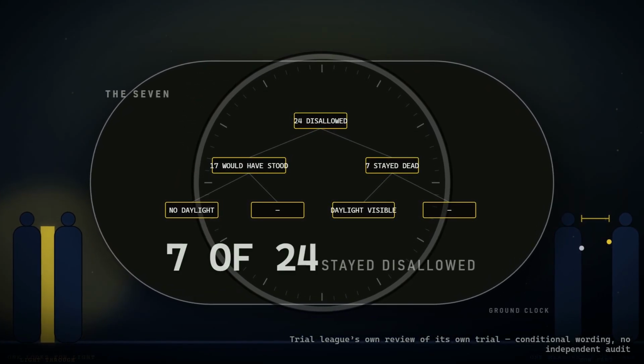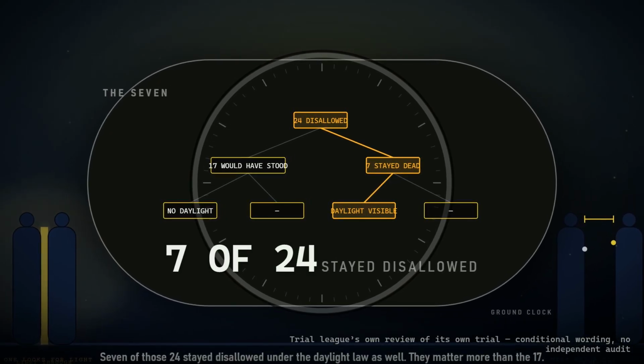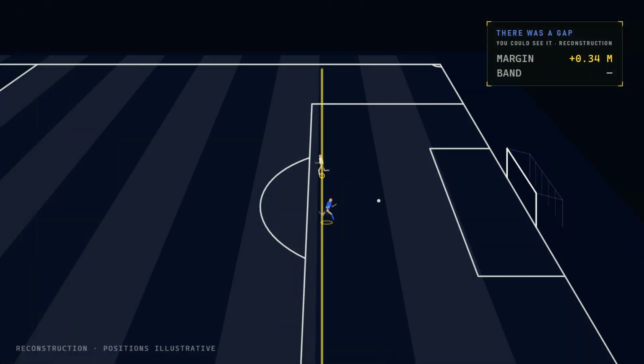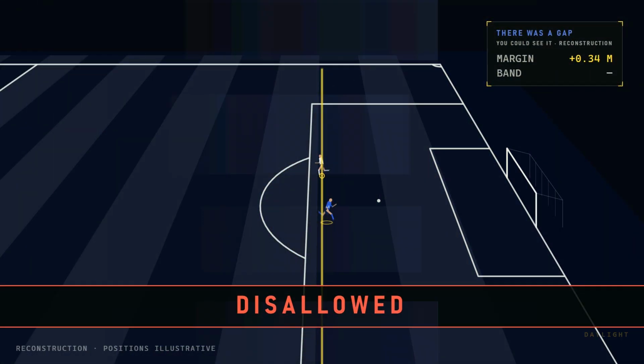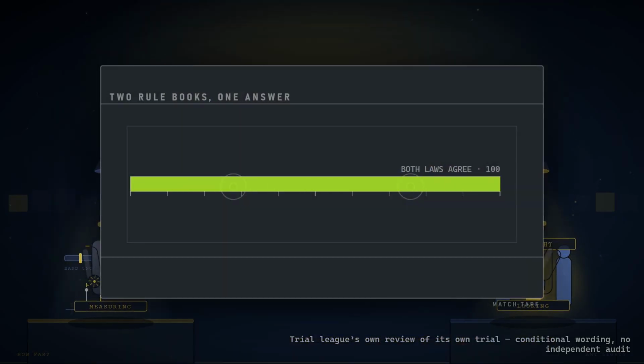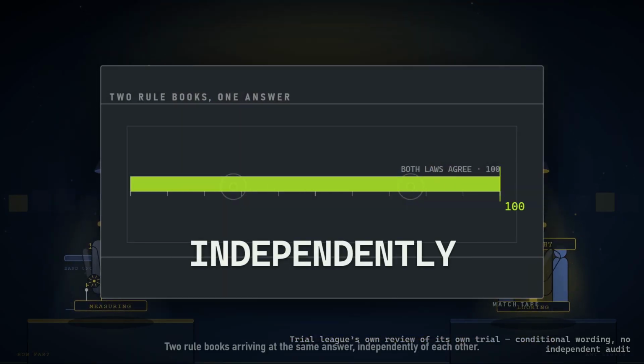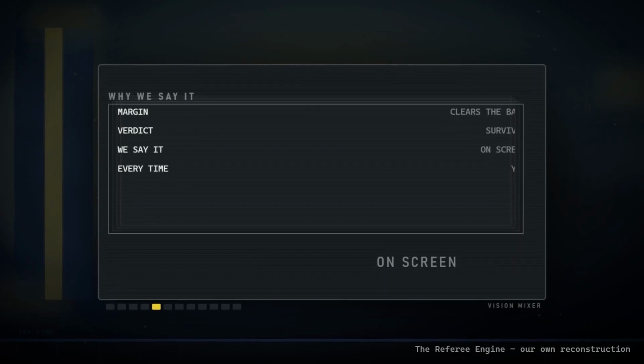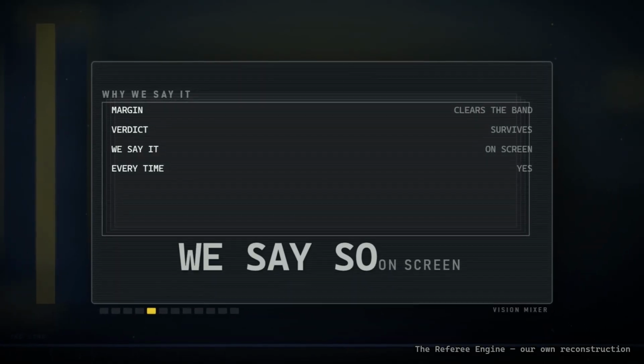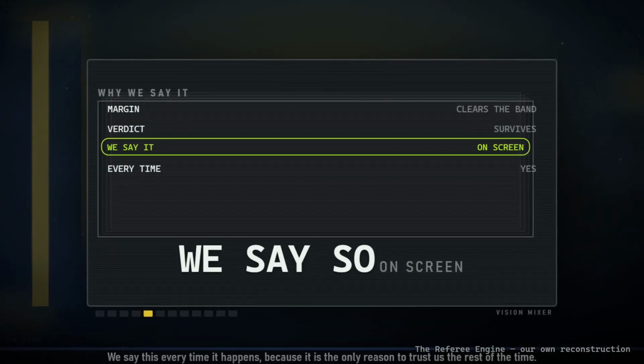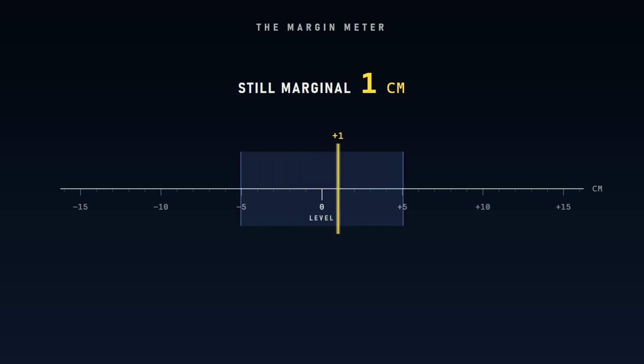7 of those 24 stayed disallowed under the daylight law as well. In those 7, there was a gap. You could see it. 2 rulebooks arriving at the same answer independently. We say this every time it happens, because it is the only reason to trust us the rest of the time. But the 7 proves something else.